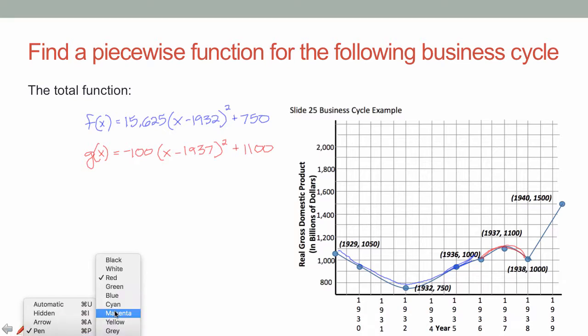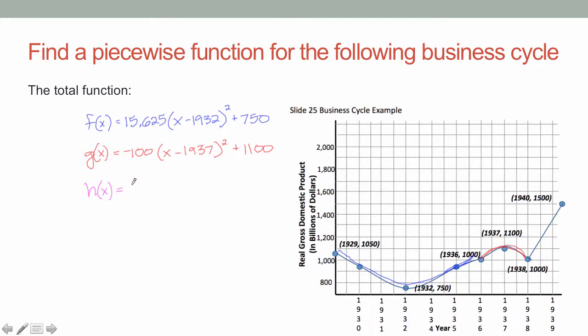Finally, we had our third function, the linear one, h of x. And we had a point slope form. We had 250 was our slope. And we centered it around this point, 1940 comma 1500. And there we go.